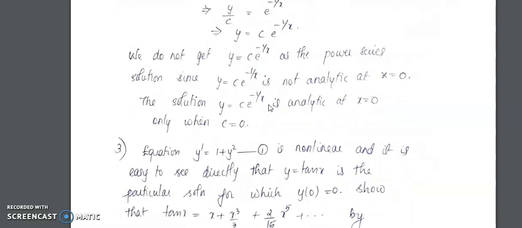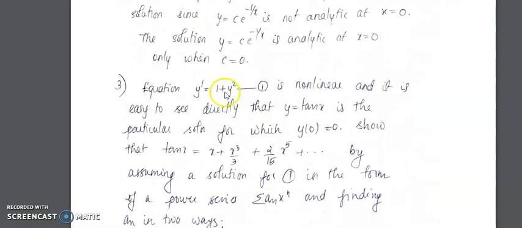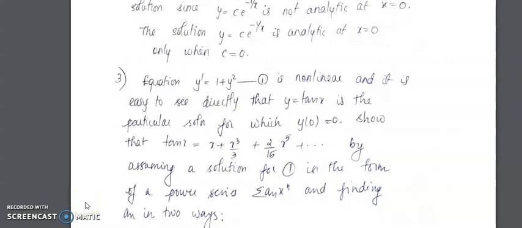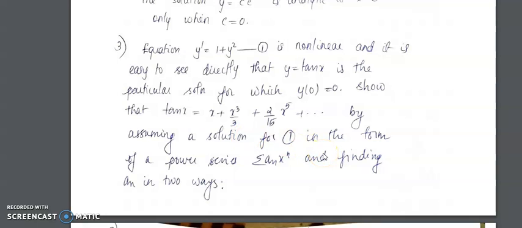So let us look at the next problem. You are given the equation y dash equal to 1 plus y square. So y dash equal to 1 plus y square is non-linear, and it is easy to see directly that y equal to tan x is a particular solution for which y of 0 is 0. So you need to show that tan x is equal to x plus x cubed by 3 plus 2 by 15 x raised to 5 plus etc., by assuming a solution for 1 in the form of a power series summation a n x power n and finding a n in two ways.